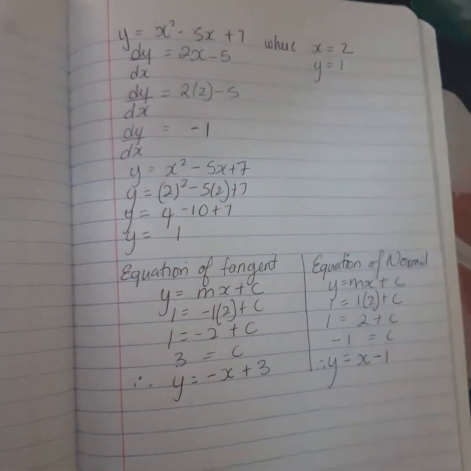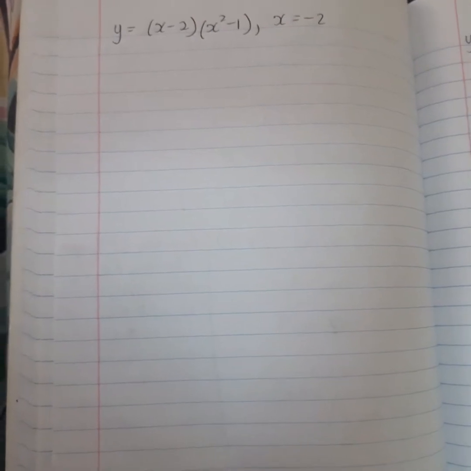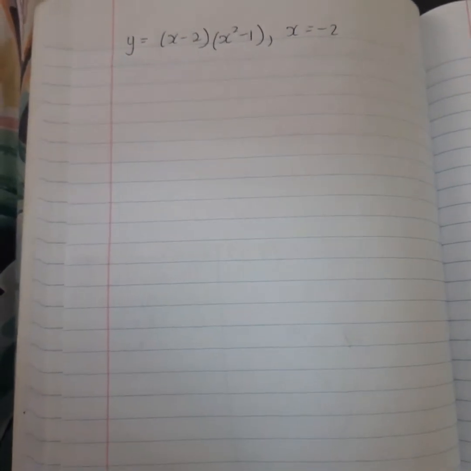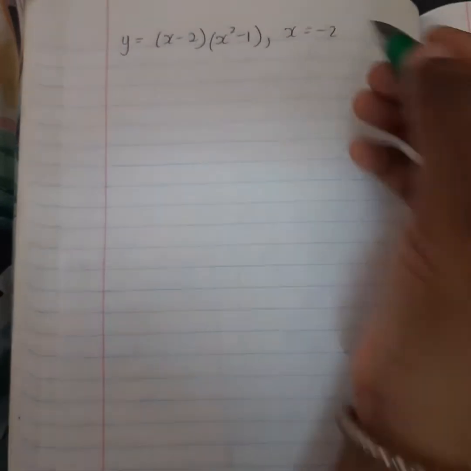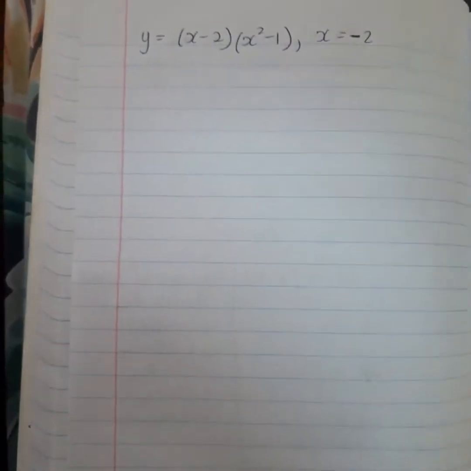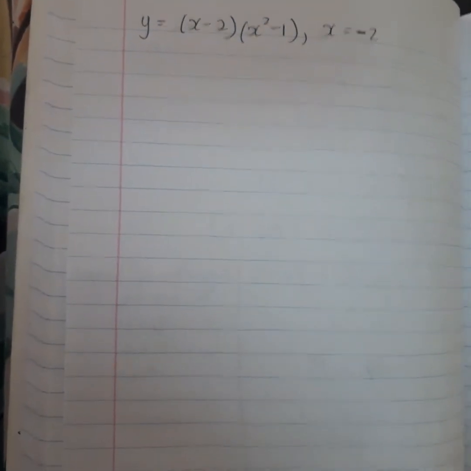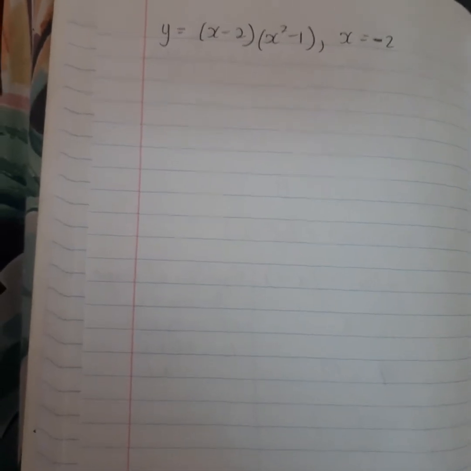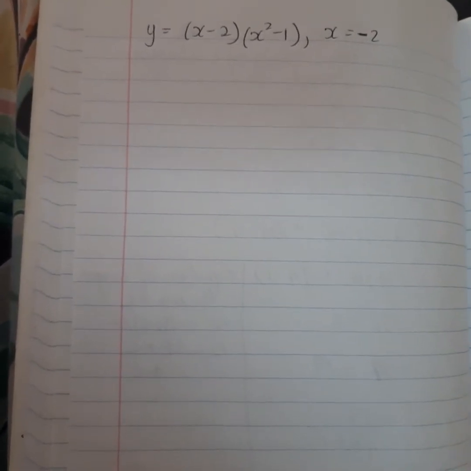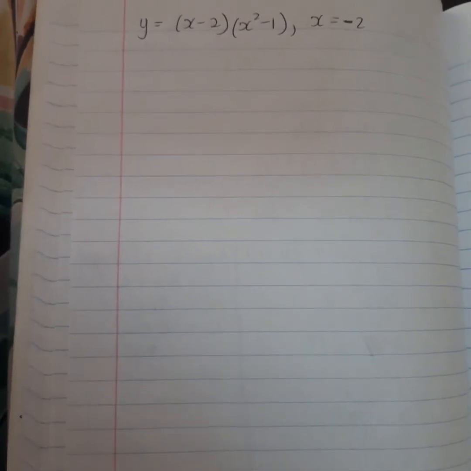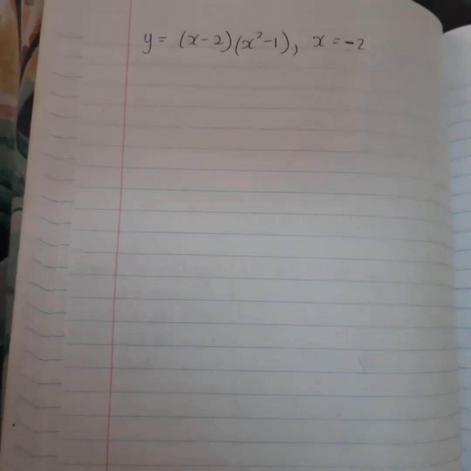Very simple, right? Alright, so here we have another example. Y is equal to x minus 2 all times x squared minus 1, when x is equal to negative 2. Alright, good. Remember, feel free to pause the video. Nothing beats a trial than a failure, and your solution is here, so no need to worry. Just go ahead, try, and then you come back and play and check to see if your answer is correct.